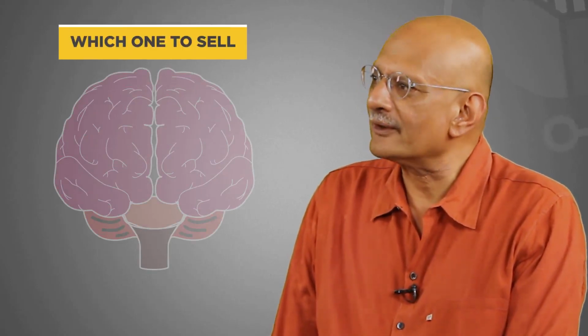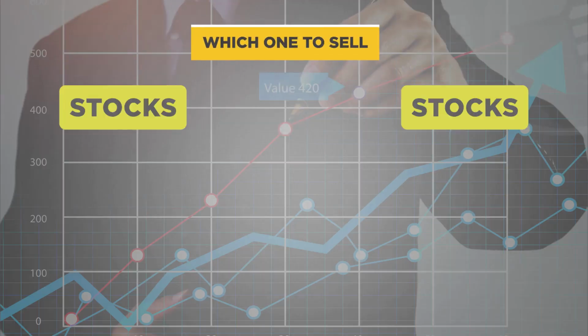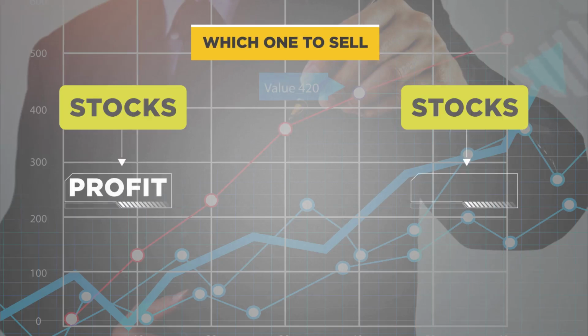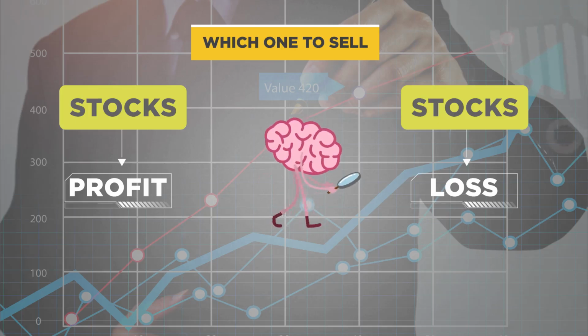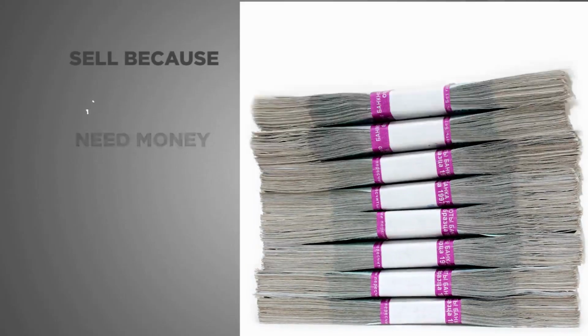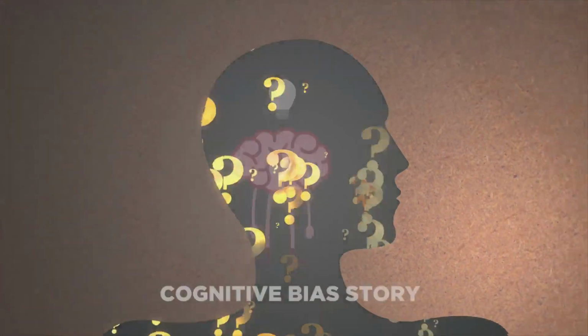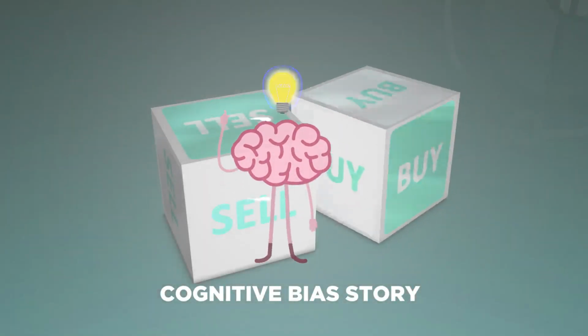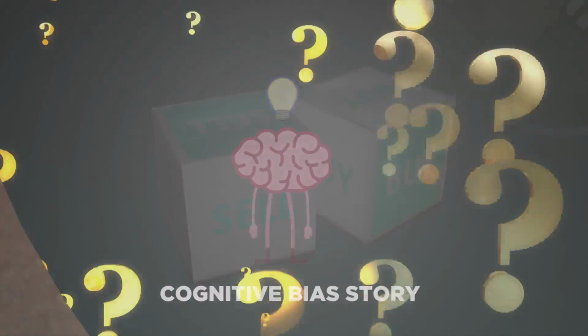Let me start this discussion of cognitive biases by talking about a situation that many investors very frequently find themselves in. Suppose you own two stocks. On one of them, you're sitting on a profit, on the other, you're sitting on a loss. Which one should you sell is a decision that people often find themselves confronting. Usually, it's because they need the money. Sometimes it may be even if they don't need the money. But whichever it is, this decision on which one to sell has a cognitive bias story associated with it that I want to highlight for you.